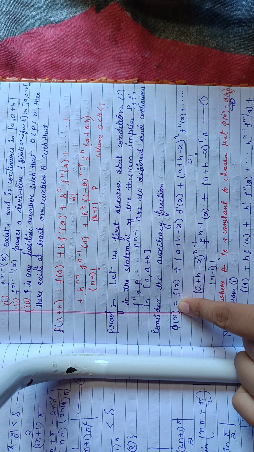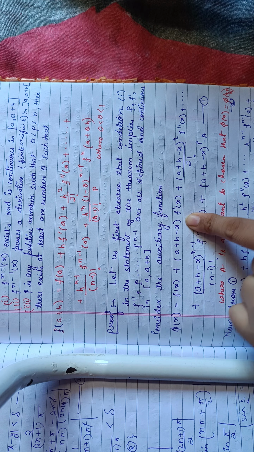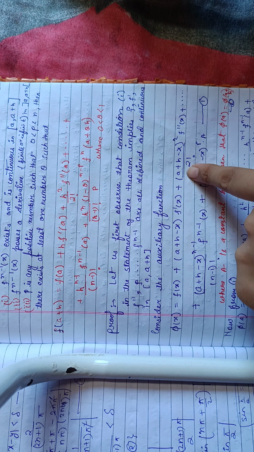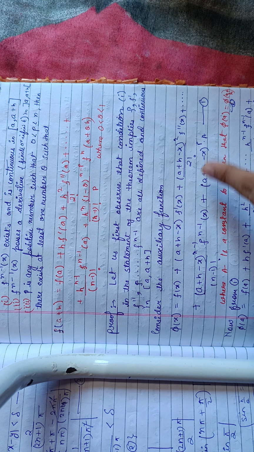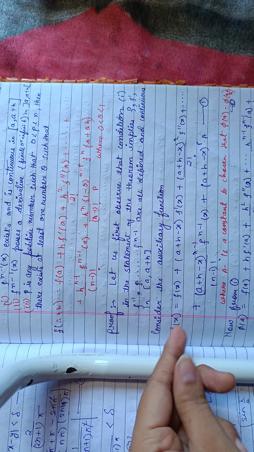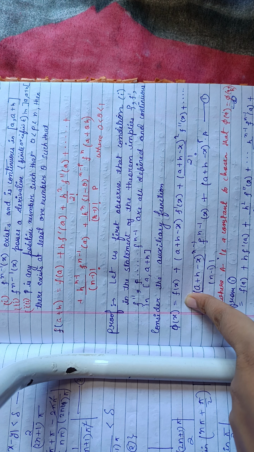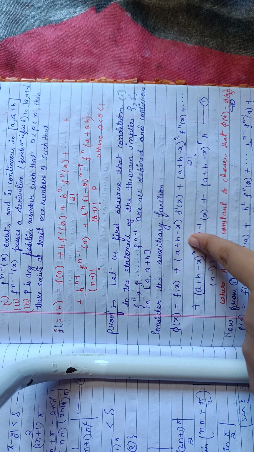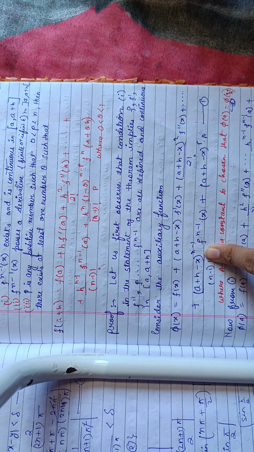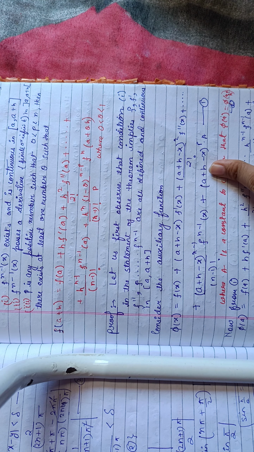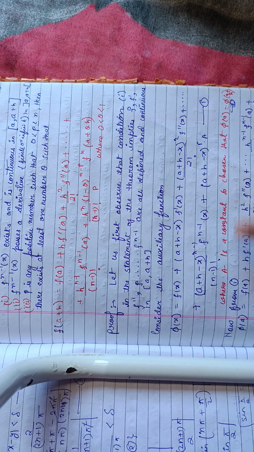Now phi x is equal to f(x) plus (a+h-x) f dash x plus (a+h-x) whole square upon 2 factorial f double dash x. This is actually a pattern which is going on. Starting from this, the first term will not contain any kind of a+h-x, then this, and then this square, till n minus 1, and the last term we are giving here as p.